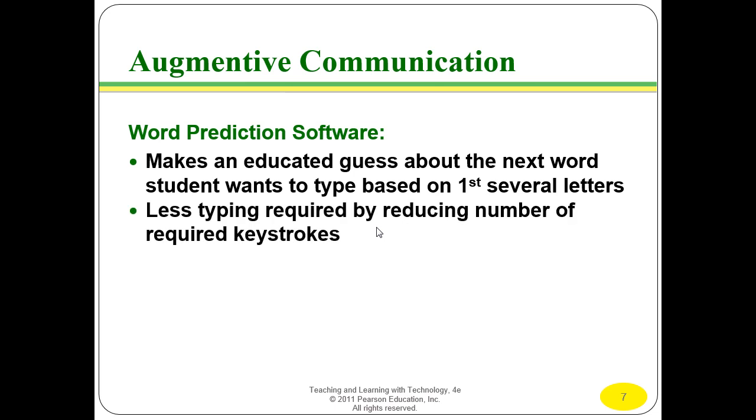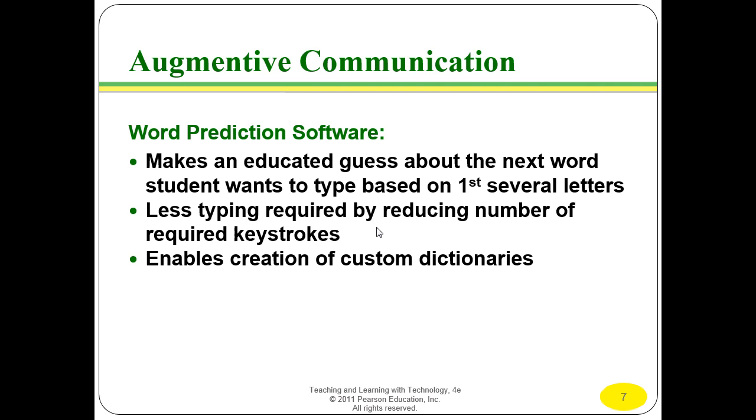For one thing, less typing would be required by reducing the number of required keystrokes to be able to type the word. And also, the software will allow for the creation of custom dictionaries, like, if we're talking about a specific occupation that has a vocabulary that's unique to it, then we can input those kinds of words and build that library for those students that would need that kind of terminology to be able to do reports and so forth.